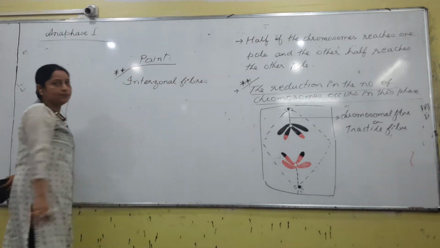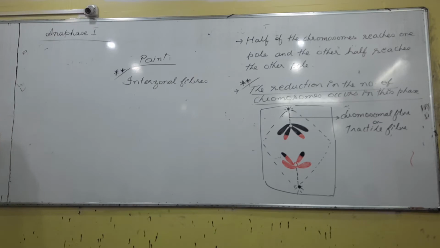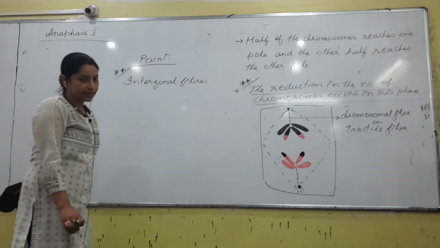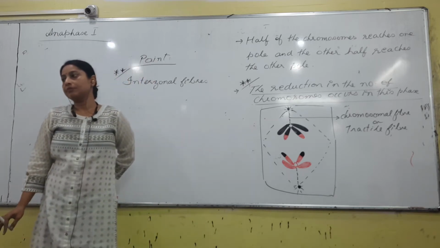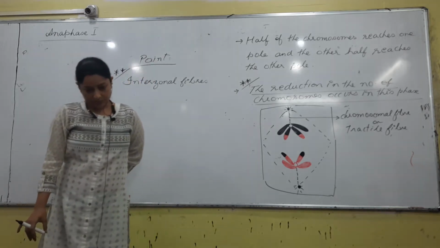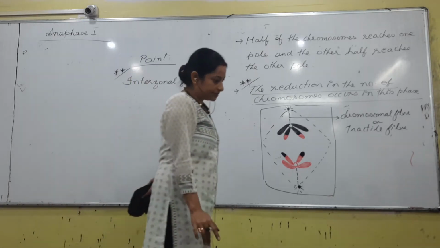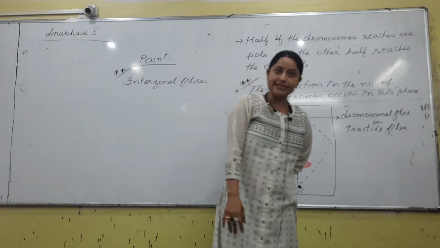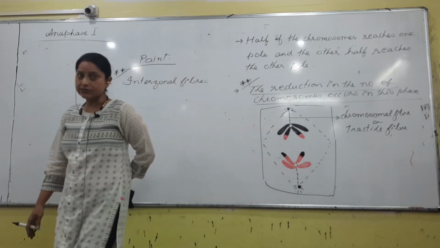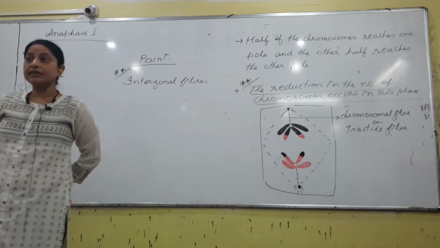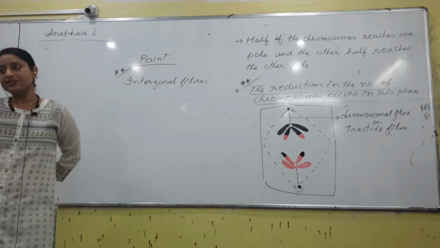Remember this word, interzonal fibers. Where did we see interzonal fibers, and what are interzonal fibers? Obviously in anaphase itself. When we say anaphase, we are talking about the anaphase of mitosis. What happens in mitosis? It is an equational division, right?